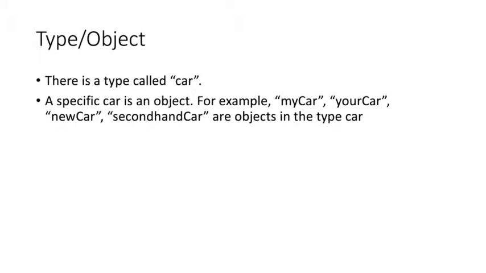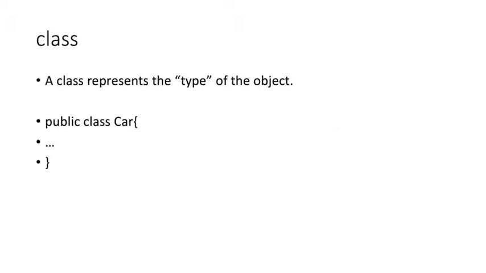All these different car objects are described in the type of car, and we will use a class to represent the type of car. Also, in Java, we can just use public class Car to start the class with a main method included inside. The main method will be used to create different car objects in the type of car.